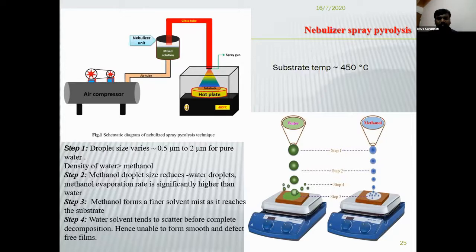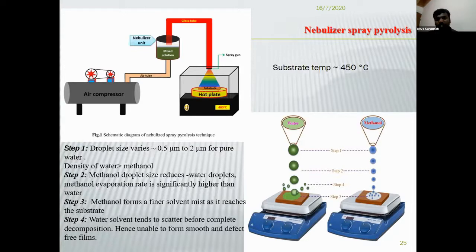The droplet size should be high for the water solvent, like 0.5 micrometer to 2 micrometer. The methanol solvent droplet should be low because the density of water is already high compared to methanol. In step two, the methanol droplet size considerably reduces compared to water droplets, because the methanol evaporation rate is significantly higher than water when it closely reaches the substrate. And then the third step is the methanol solution, in the form of a mist, reaching fully the entire film substrate.